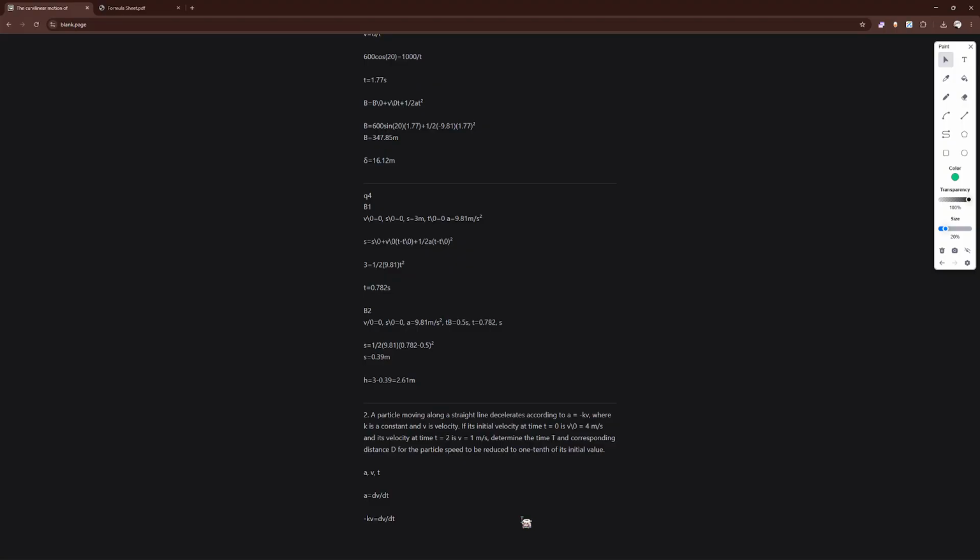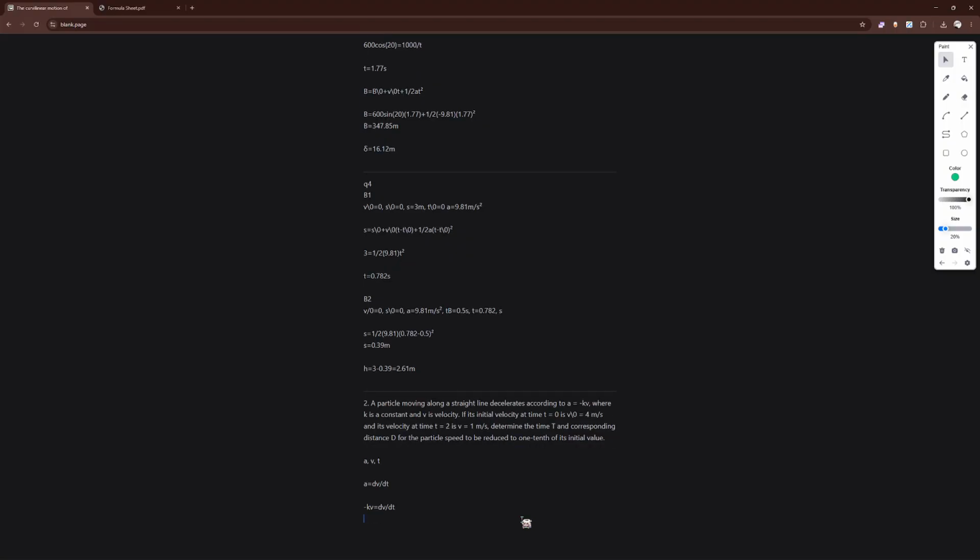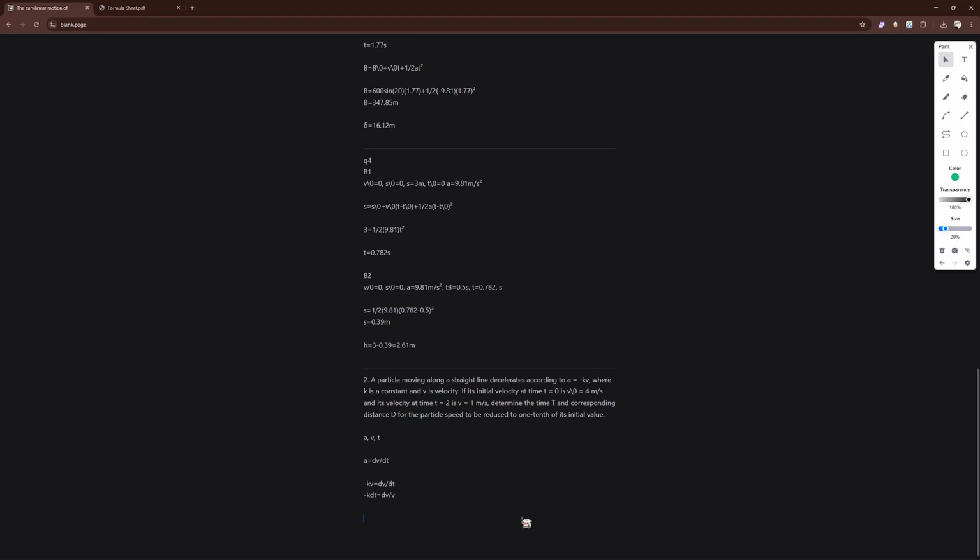From here it's pretty obvious what you would do. Negative k dt is equal to dv over v. That's cool, right? Integrating, negative kt is equal to ln of the absolute value of v. In this case, you are doing an integration from v naught to v, the second velocity, and for t, you're integrating from 0 to 2. So keep that in mind.